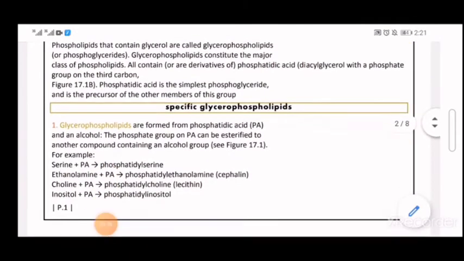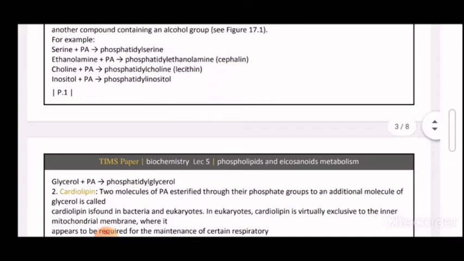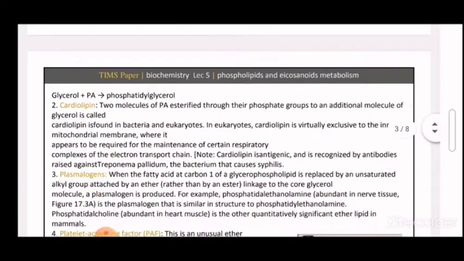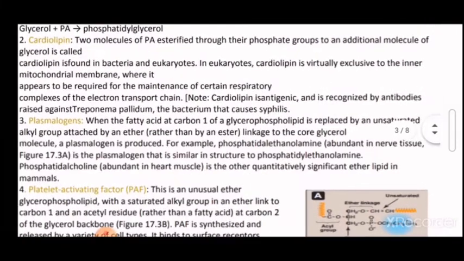Through phosphatidic acid, we can get other members of this group. For example, choline plus PA gives me lecithin, and so on. However, there are three members we are going to talk about in this lecture: cardiolipin, plasmalogens, and platelet activating factor. Let's talk about cardiolipin first.